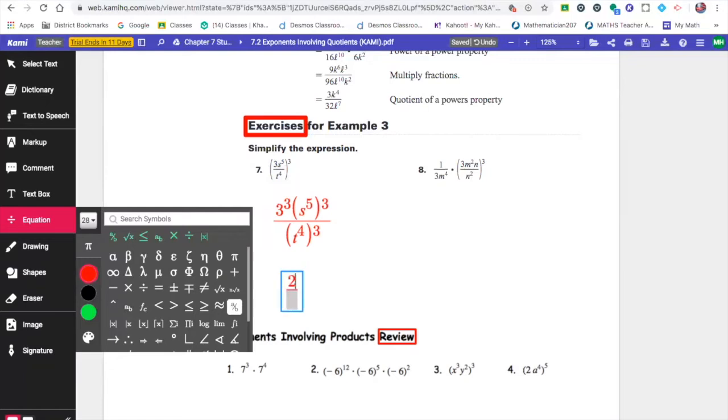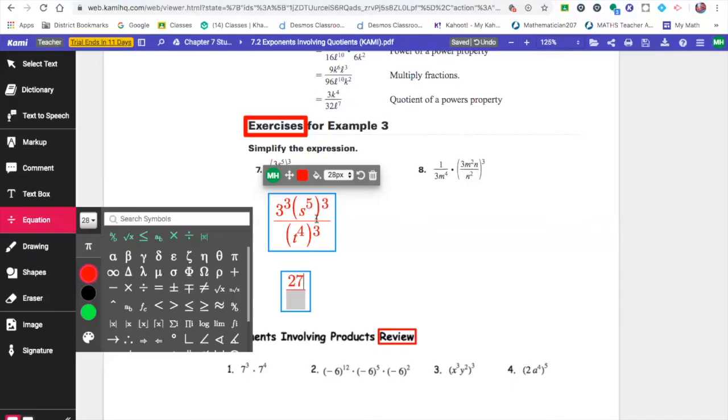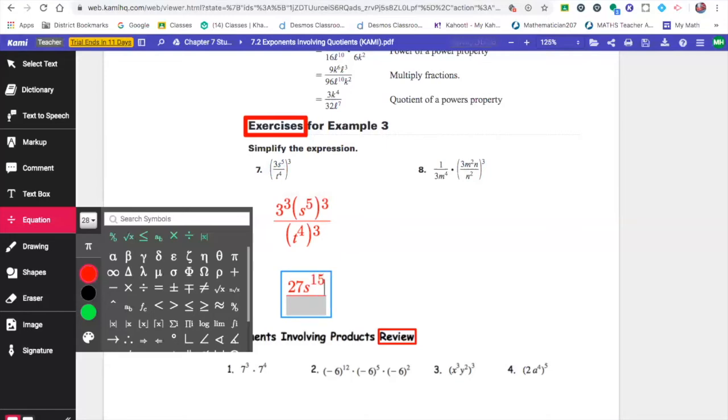3 cubed is 27. And then we have s to the 5th being raised to the 3rd power. That is a power being raised to a power. You multiply your exponents. S to the 15th. And then we have t to the 4th being raised to the 3rd. That is a power being raised to another power. Multiply your exponents. T to the 12th.